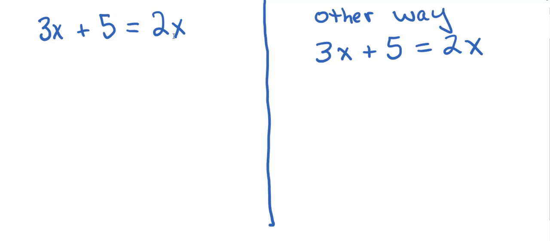So if you choose the 2x, you're going to need to subtract it. Do the same thing on both sides.